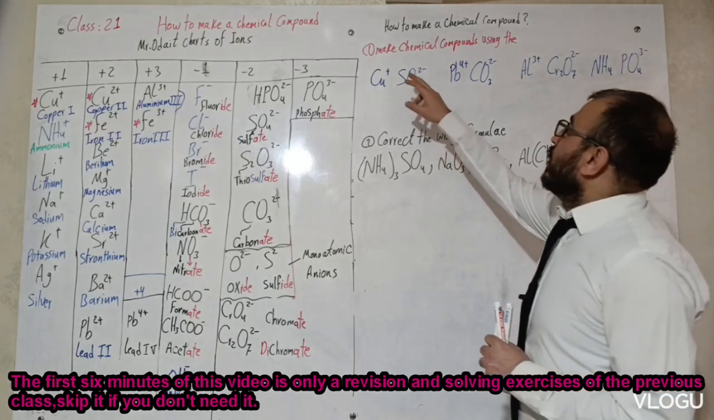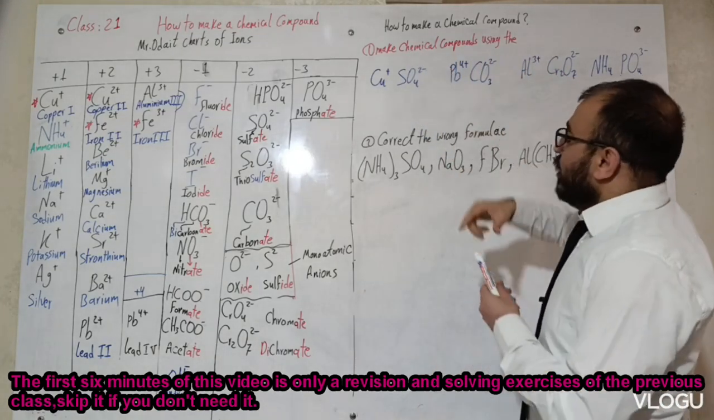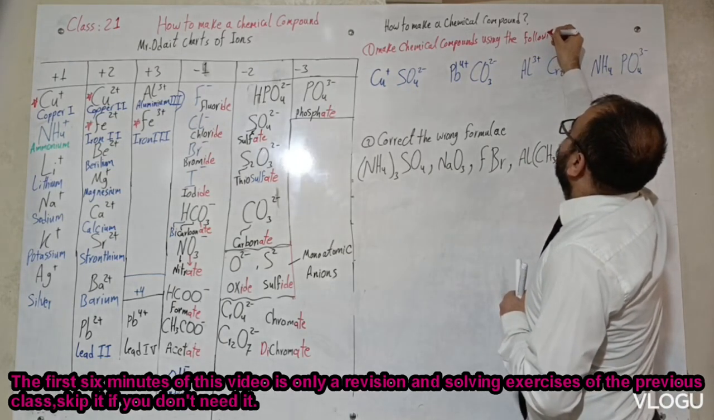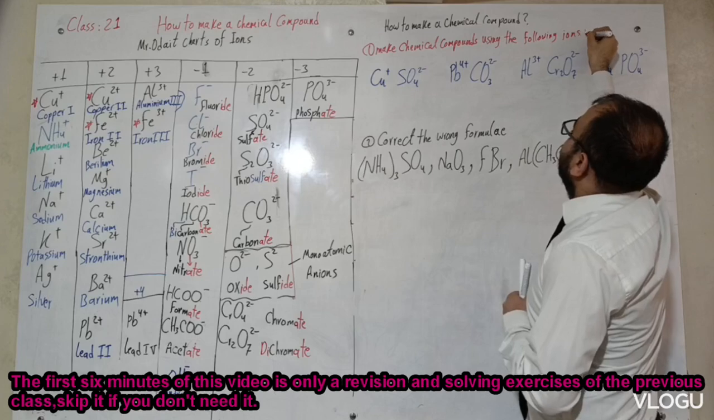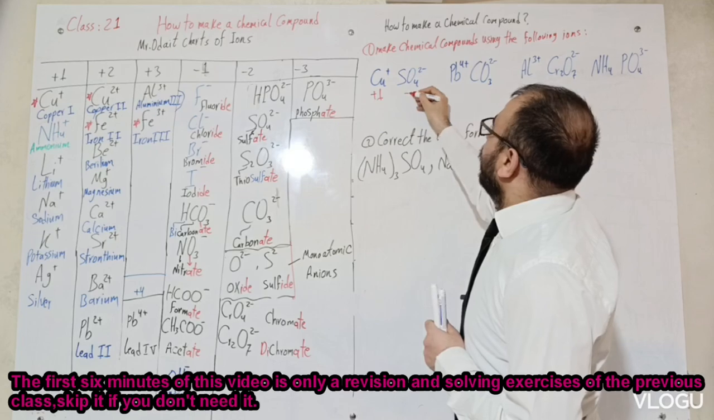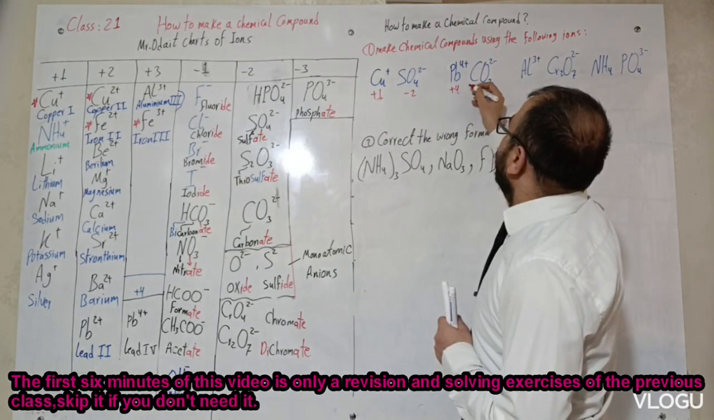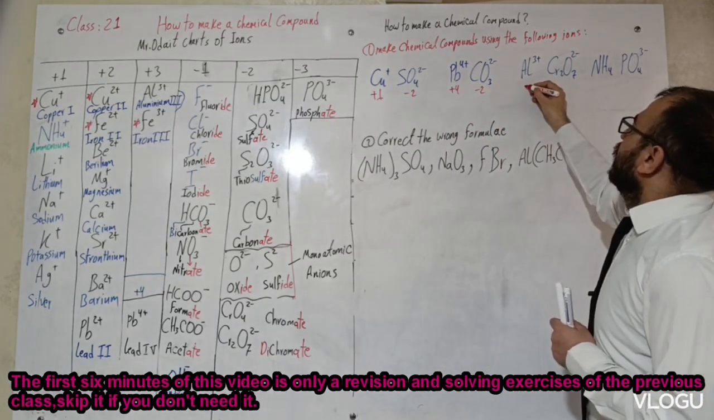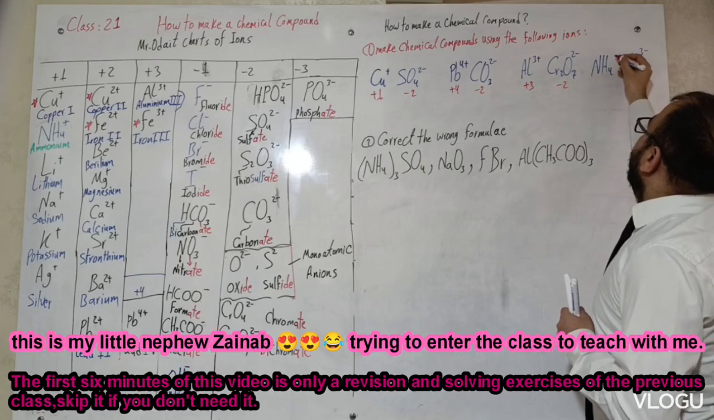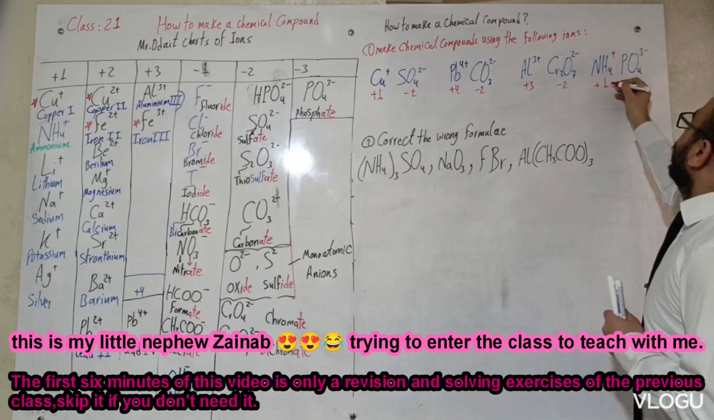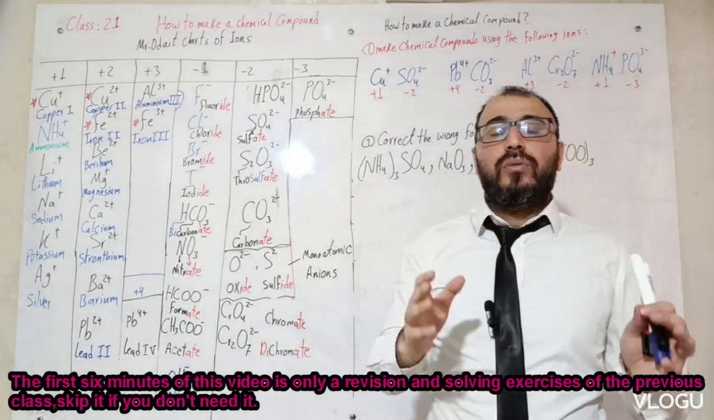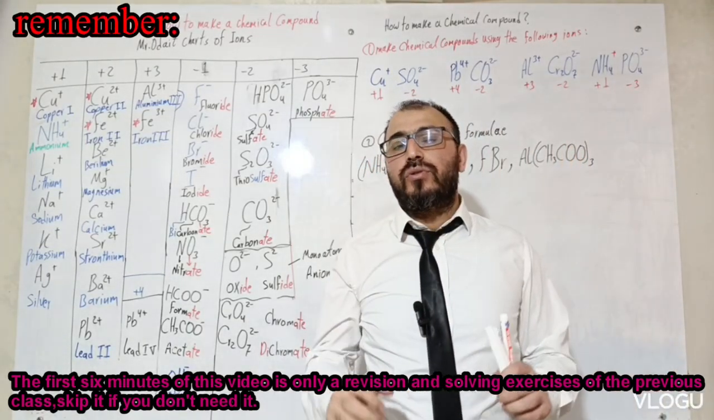Now, my friends, here the first question is: make chemical compounds using the following ions. So here I have copper 1, I have sulfate, lead 4, carbonate, aluminum, dichromate. I have also ammonium and phosphate. And here, my friends, allow me to remind you of the three important rules we have taken in this field.